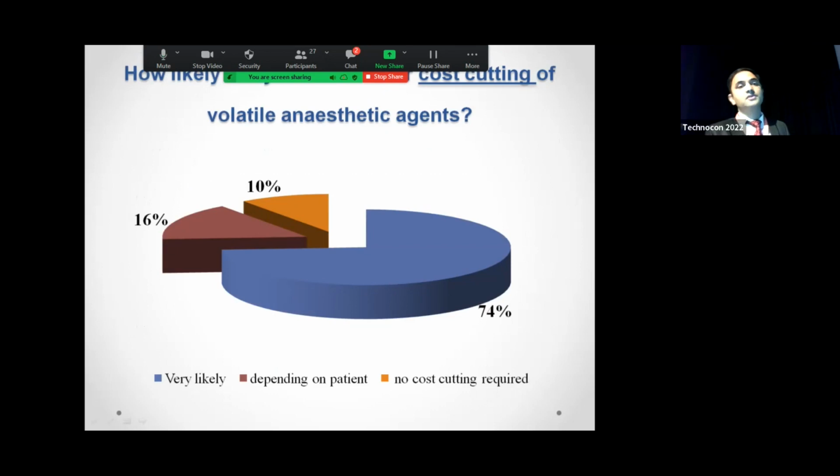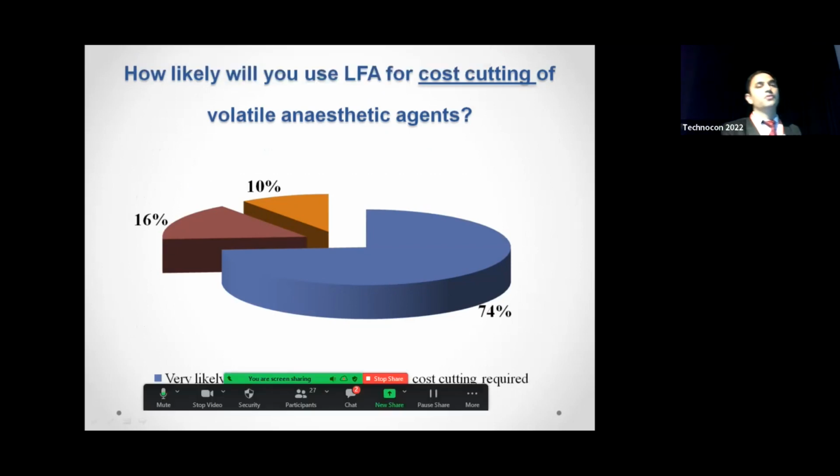My next question was, how likely will you use low flow anesthesia for cost cutting of volatile anesthetic agents? 75% of residents voted in favor of using low flow anesthesia for that purpose.